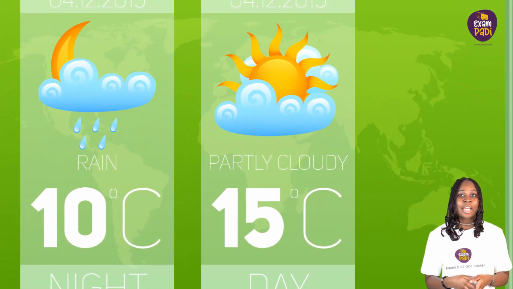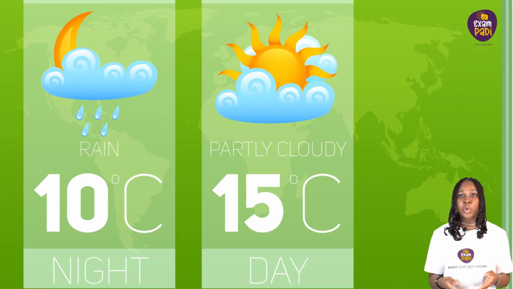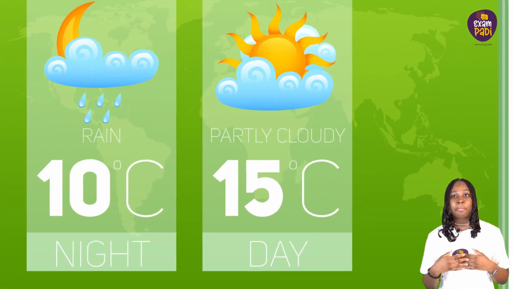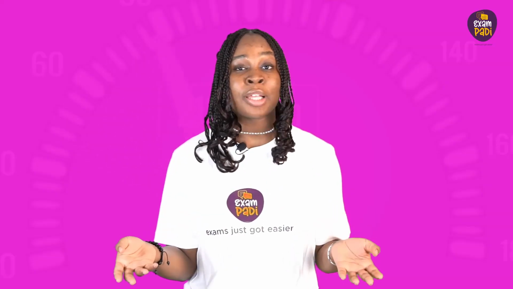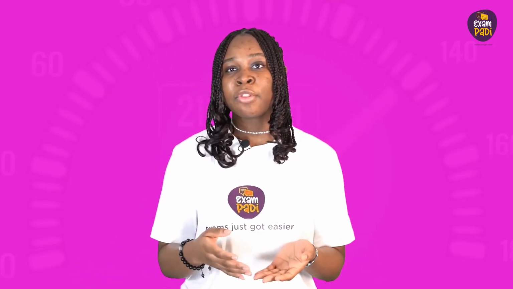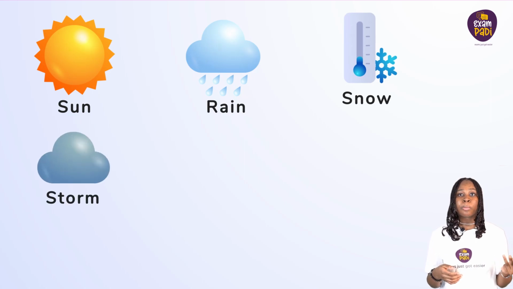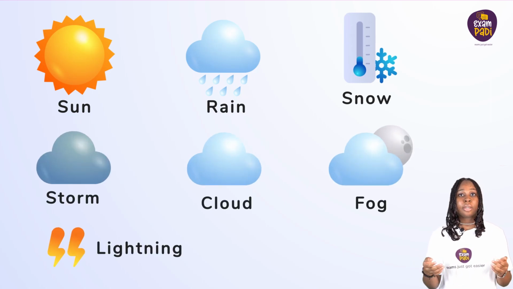Weather forecasters and meteorologists use various symbols to pass across the weather to you and me, and these symbols help you identify the weather easily. Some of the weather symbols are sun, rain, snow, storm, cloud, fog, and lightning.